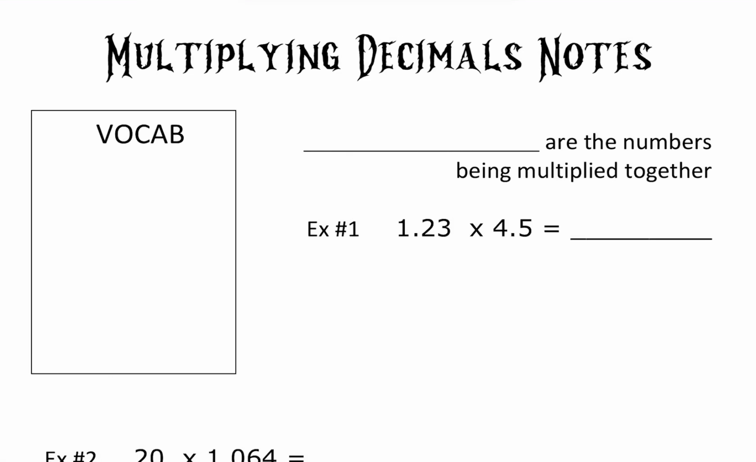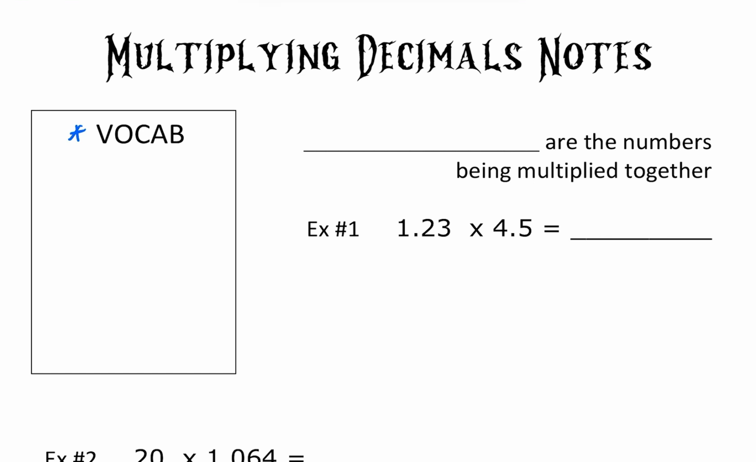Hello, sixth graders. We are going to be doing multiplying decimals today. So we just practiced regular multiplying, and now we are going to work on decimals. Okay, so the first thing we are going to talk about is some vocabulary that, if you're reading a word problem, means to multiply.